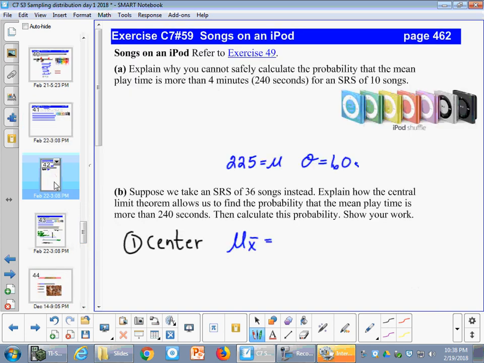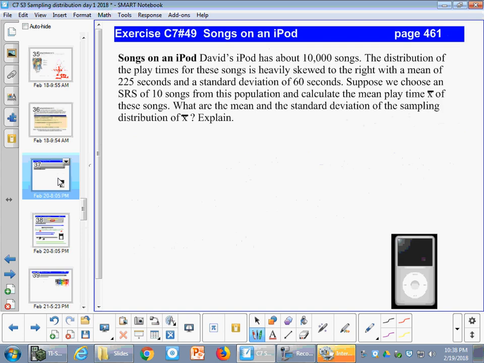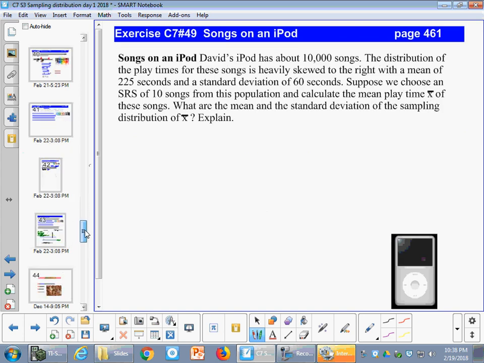So this is 60 seconds. This is seconds. And our capital N is 10,000. Right now, our small case n, our sample size, is 36, and I believe they said that the population is severely right skewed. Let me double check. Yep, heavily skewed to the right.